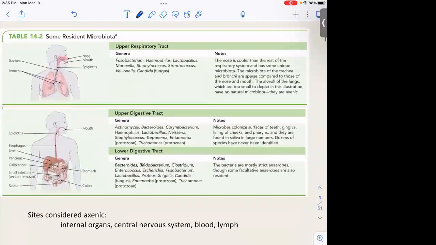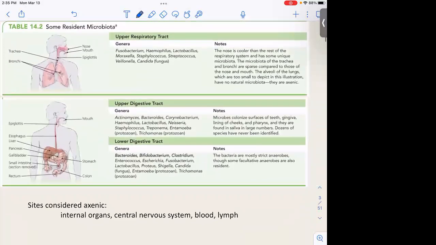Just, if you're interested, this is a list of some of the kinds of organisms that we would find in our body. And of course, different places of our body have a different microbiota, depending on access to oxygen and all sorts of other things. Our lower digestive tract is essentially without oxygen, so we get some more anaerobes down in there.